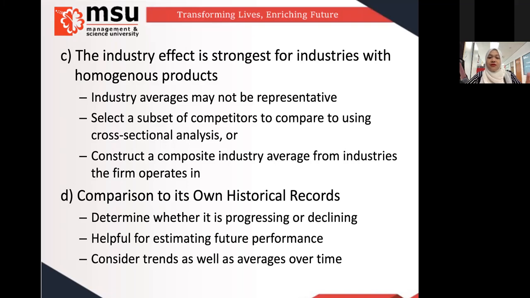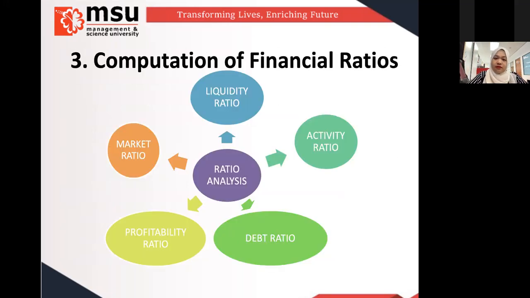This kind of comparison we can do using financial statement analysis. Then comparison to its historical records: using the same calculation, we can compare the company year to year. Computation of financial ratios is based on the area that we want to analyze.